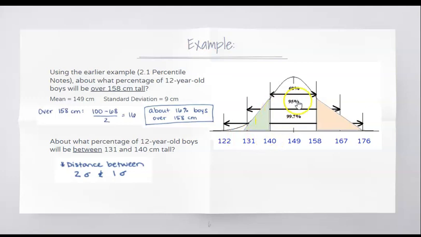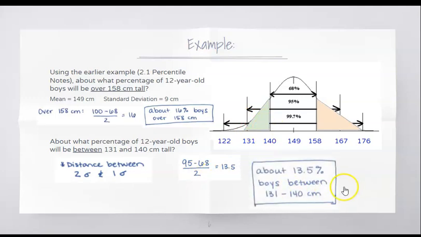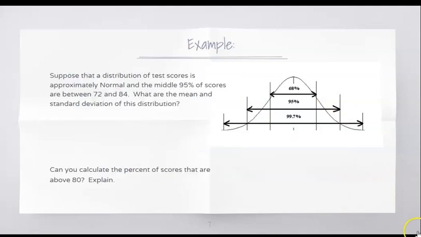Now, we know that 2 standard deviations out is 95%, and 1 standard deviation out is 68. So if I subtract those, that leaves me an area of 27. But I only want half of that because the 27 is both of them. I only want one side of the curve, so I divide it by 2. That gives me 13.5%. So I would say about 13.5% of boys are between 131 and 140 centimeters.